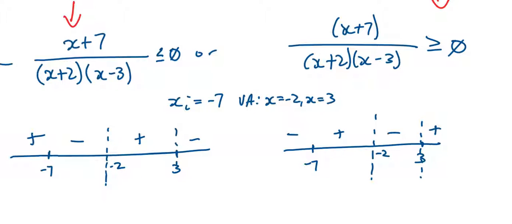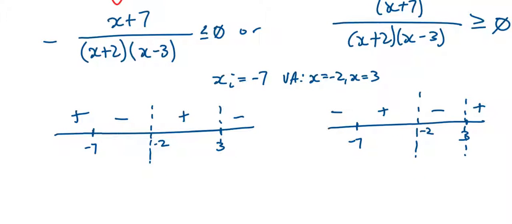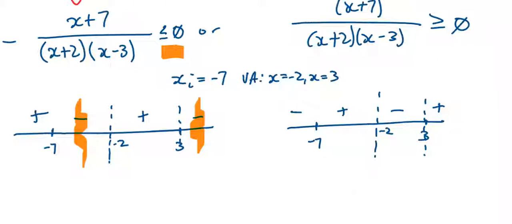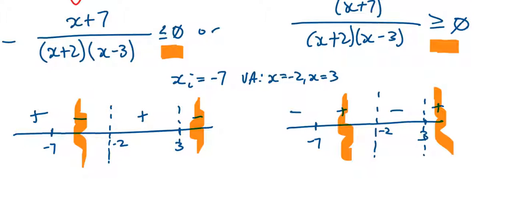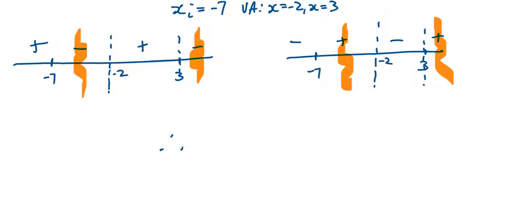And watch. Where are the intervals where this is less than 0? Here and here. And where are the intervals where this is greater than 0? Same intervals. So your solution, and this was including, is -7 less than or equal to x less than -2 and x greater than 3. In both cases, same solution, subtle differences, but things that you have to pay attention to and understand and decide how you want to do it, what's best for you.